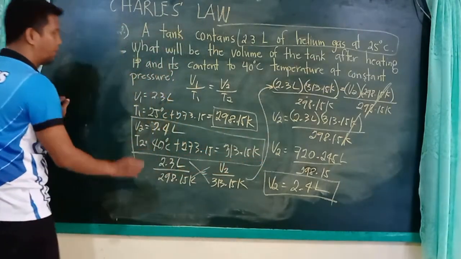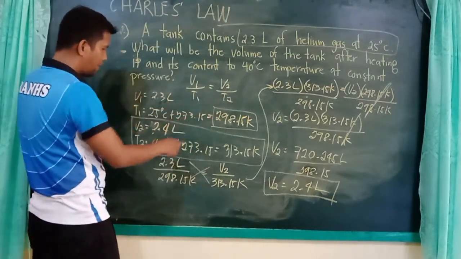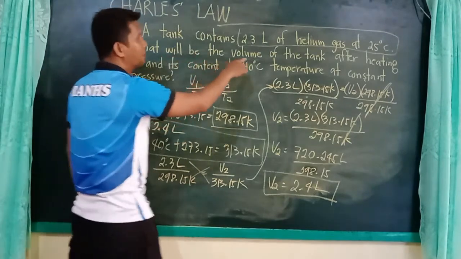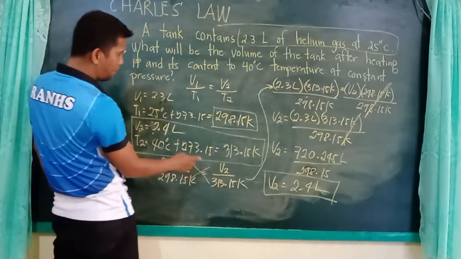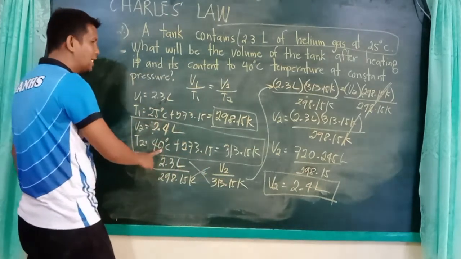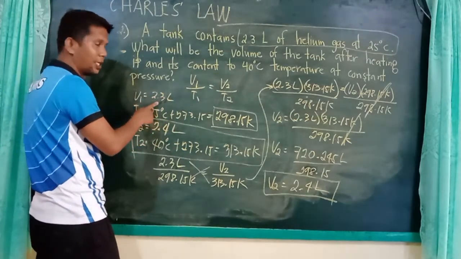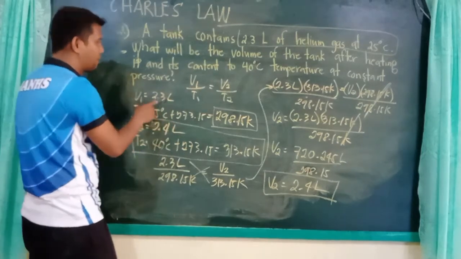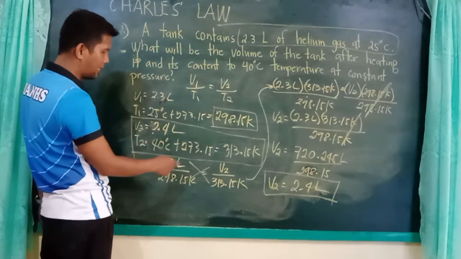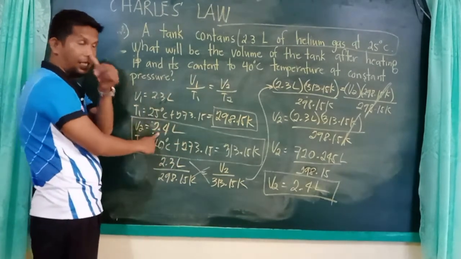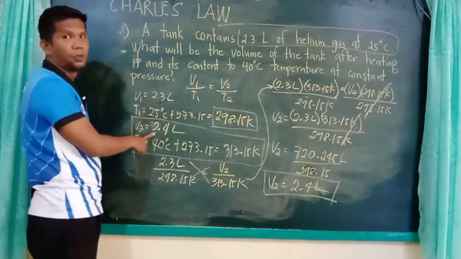So, from 298.15 Kelvin, our temperature, since sabi niya dito, what will be the volume of the tank after heating? Tumaas siya, no? From 25 degrees, naging 40 degrees Celsius, so tumaas siya. So, our usual volume is 2.3 liters. Since tumaas ang ating temperature, you're going to expect an answer higher than 2.3. And the answer to that is 2.4 liters. So, ibig sabihin, by virtue of analyzation, tama yung sagot natin, 2.4 liters.